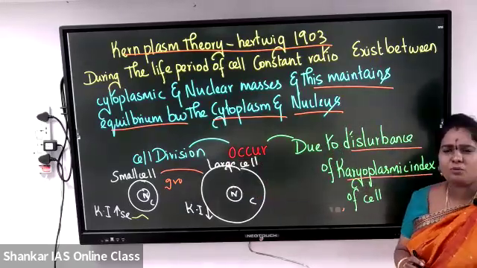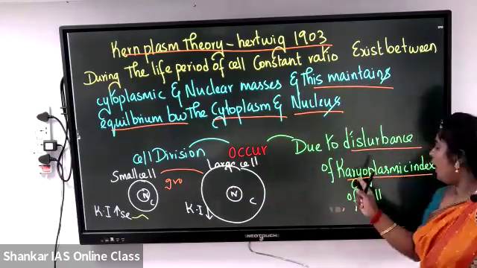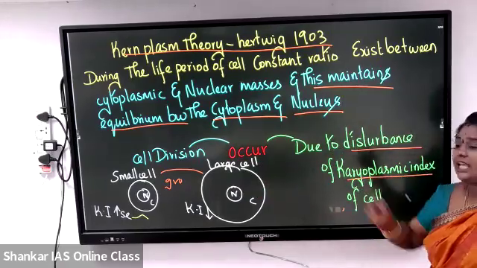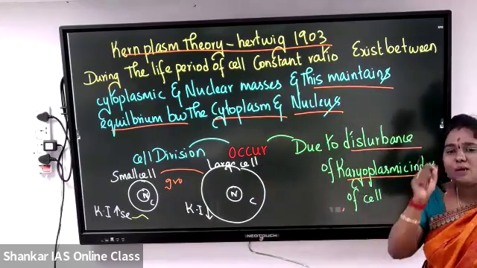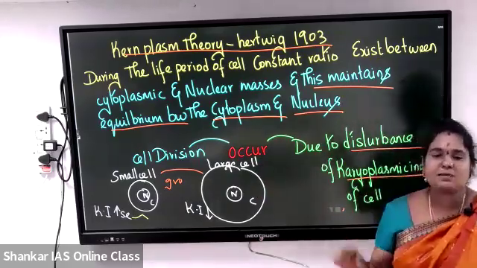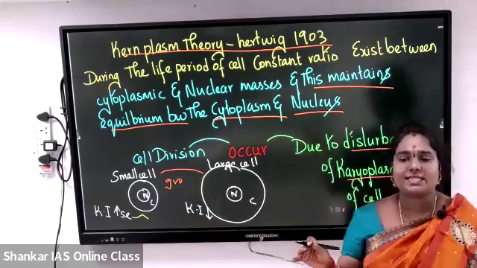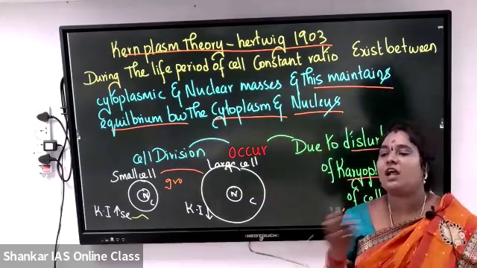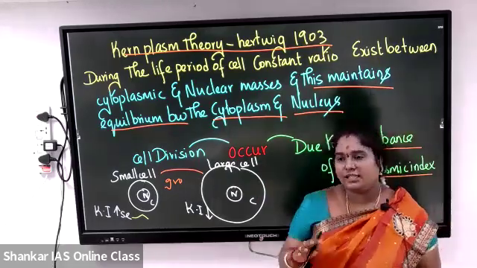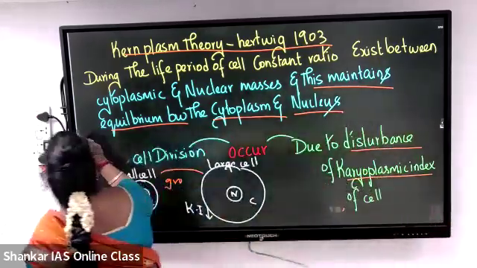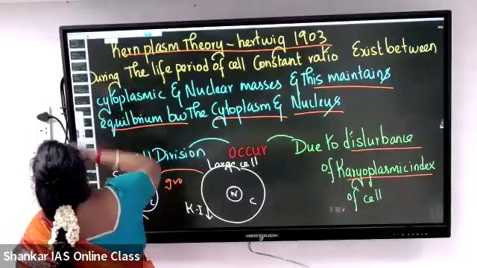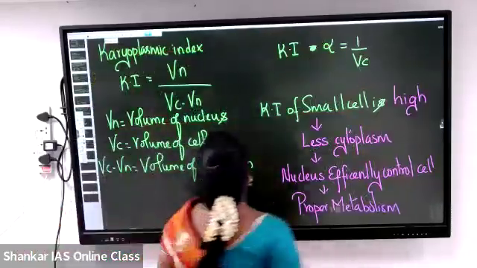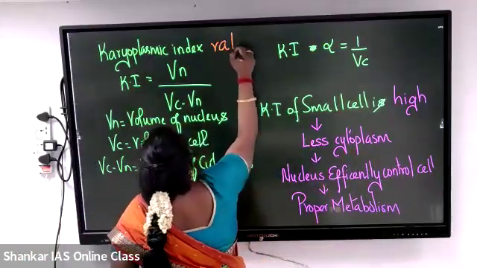What do you mean by karyoplasmic index ratio? What do these lines say? That is the equilibrium existing between the nucleus and the cytoplasm. When some disturbance occurs, when some problem exists, automatically the cell will undergo a process called division. We'll see this better with the formula of the karyoplasmic index ratio.